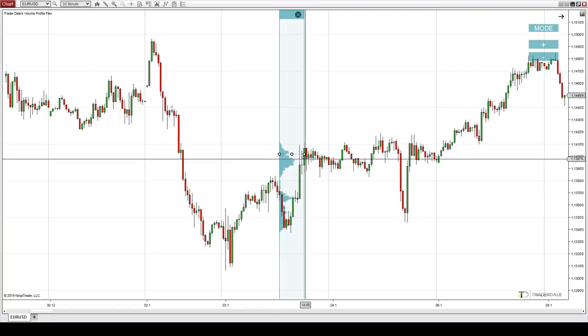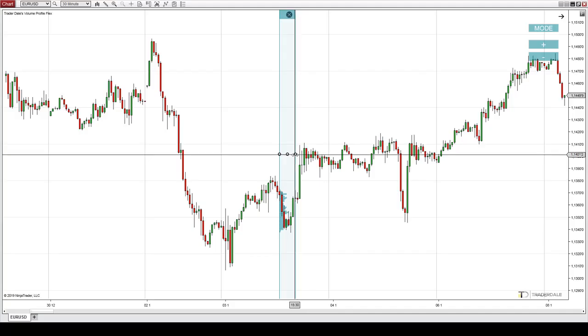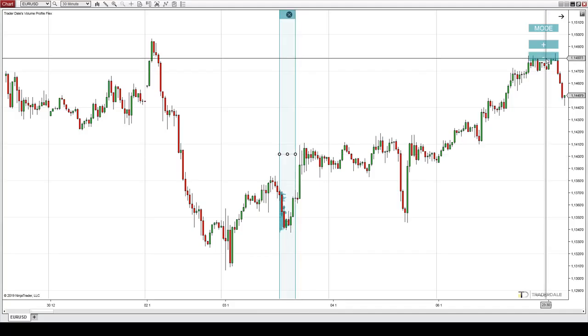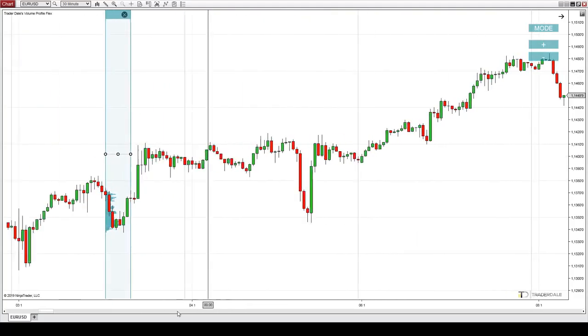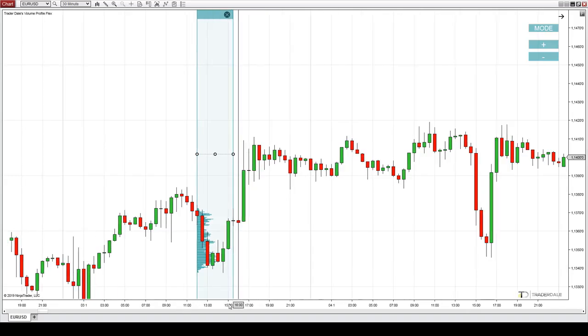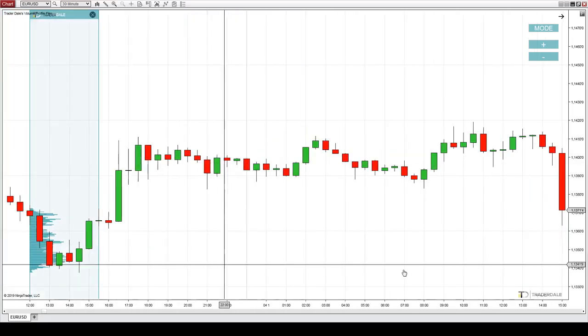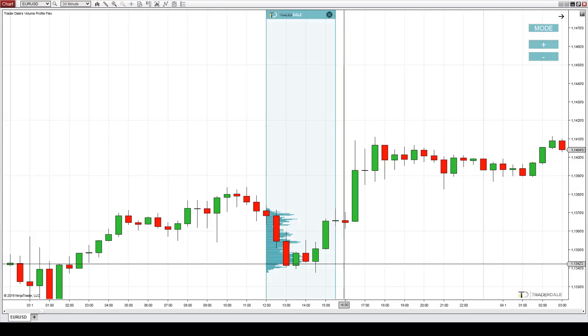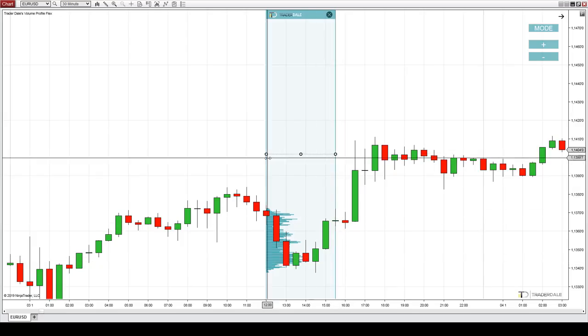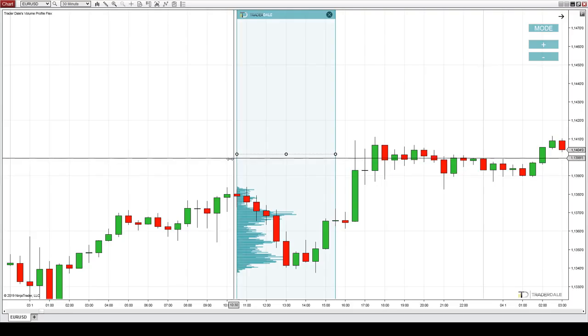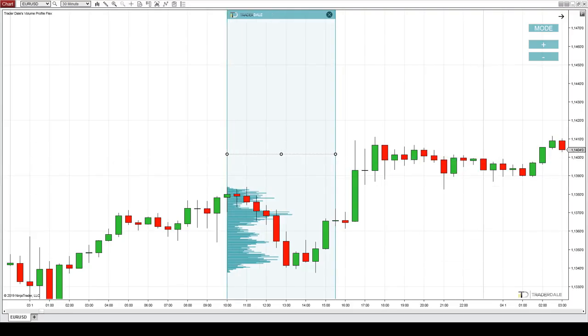Let's move the profile over the rejection like this. And let's zoom it a bit so we can see where the volumes were the heaviest. Now, if you really zoom it, then you will see that the heaviest volumes are in here. Exactly in here. As I said, we don't really want to trade those volumes inside those rotations.